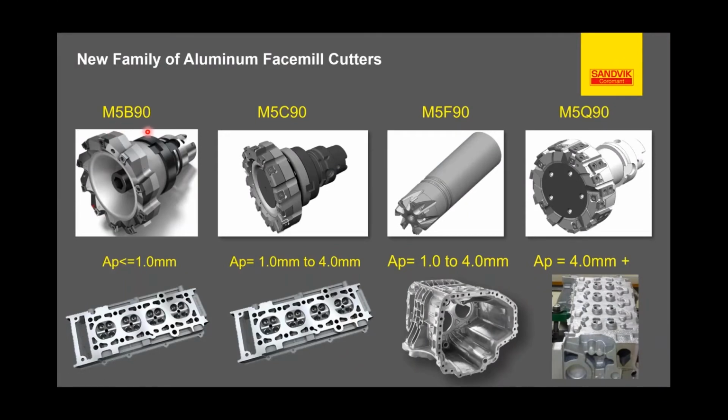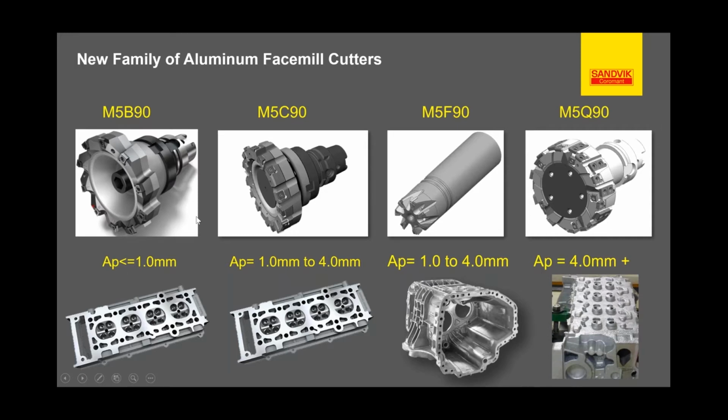The M5B90 here on the left-hand side, where my pointer is, is the very first tool they developed. As you can see, it says 1 millimeter AP. AP is the axial depth of cut, so it's a finishing tool only.